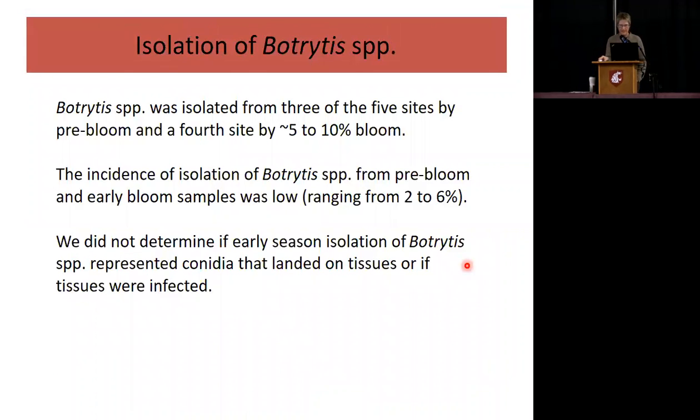Specifically, I just want to take a second and talk about Botrytis. We did find Botrytis on the fruit. We also isolated it early in the season from three of the five sites by pre-bloom, and at the fourth site by 10% bloom. Now, the incidence of Botrytis species on pre-bloom tissues was really low. It's about 2 to 6% of the samples.